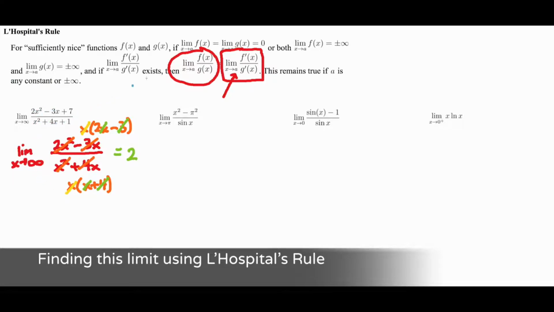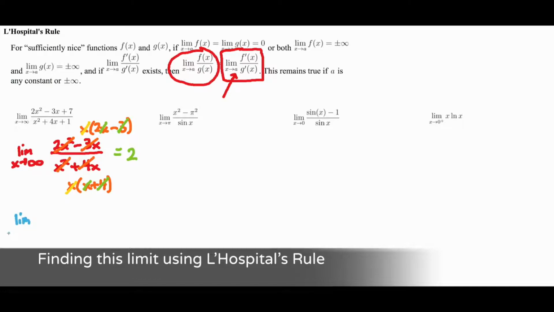So you get infinity over infinity, which is one of the things in the rule that need to be true. So the limit of f of x as x approaches a equals positive or negative infinity, and the same thing with g of x. So if you plugged in infinity for both the top and the bottom, you get infinity and infinity. So that means if we take the derivative of the bottom and the derivative of the top, we should be able to find this limit. So let's try that out.